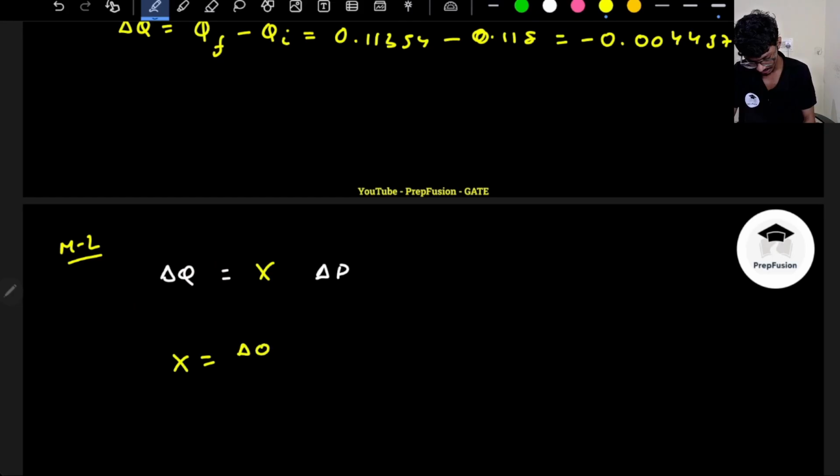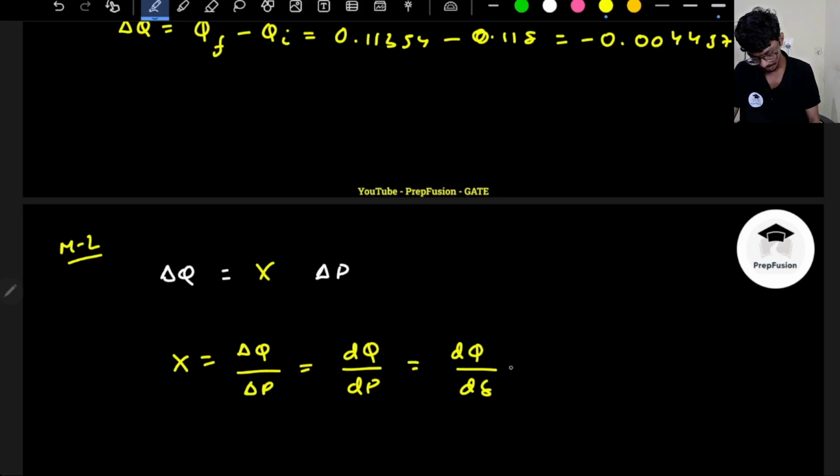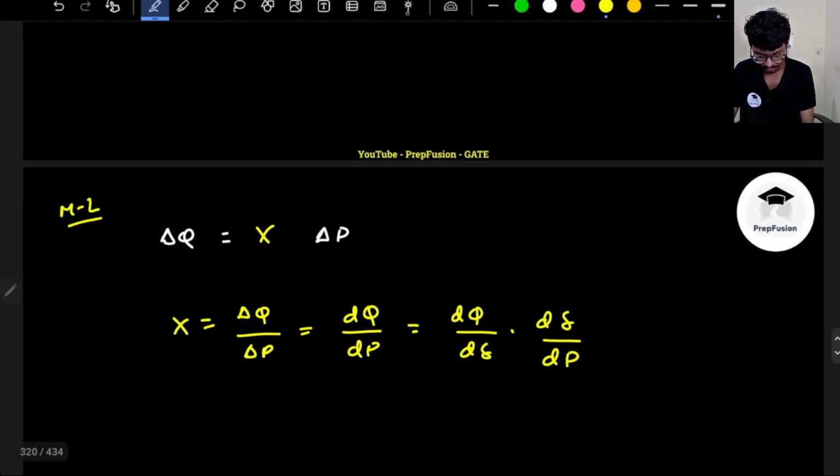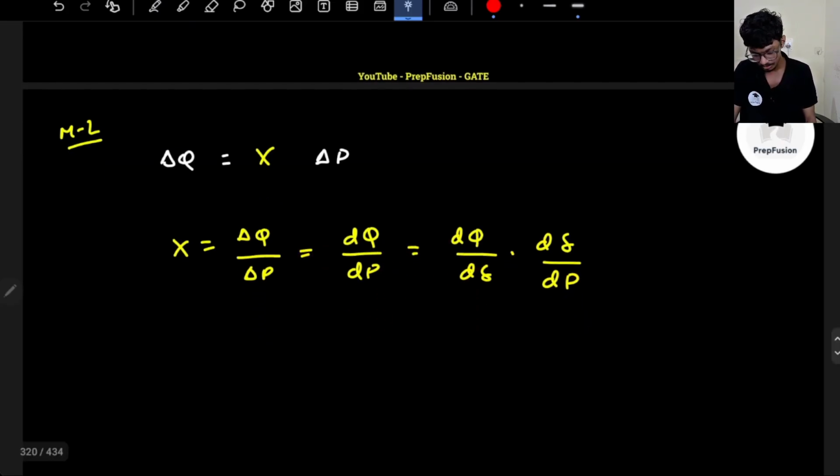what will be x? X will be equal to delta Q upon delta P, the change in reactive power with respect to change in active power. How will I find it out? There is an easier way to find this out. This will be equal to delta Q upon delta delta into delta delta upon delta P, right? So if I'm able to find out these two, then automatically they will get cancelled. So ultimately my value will be delta Q upon delta P only. Okay, so my x is this value.